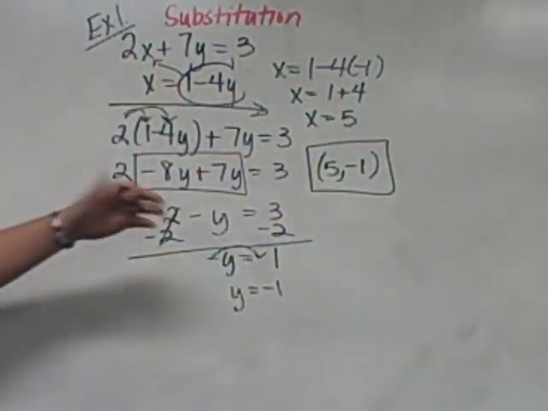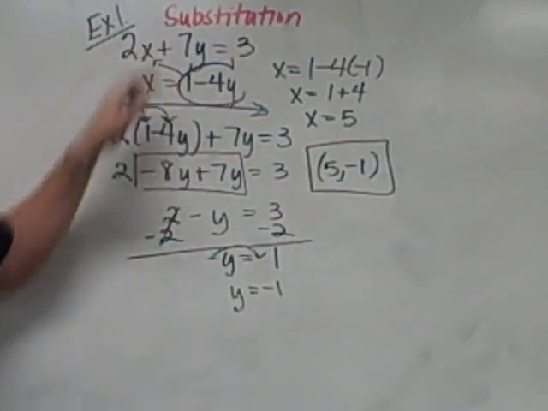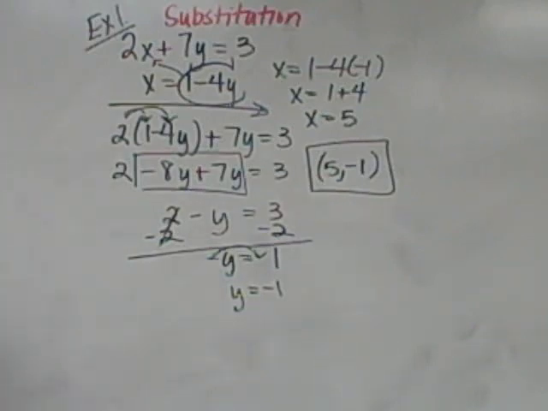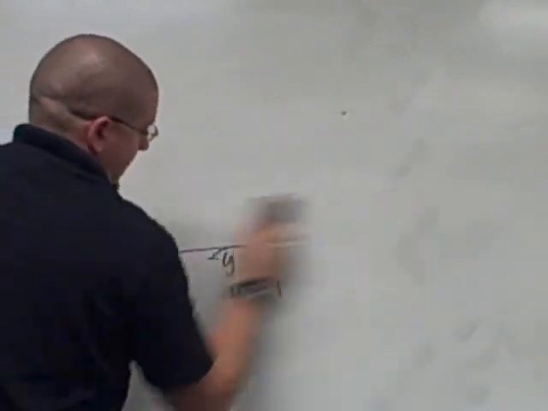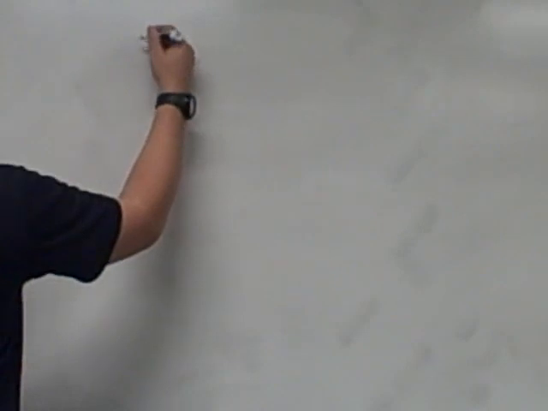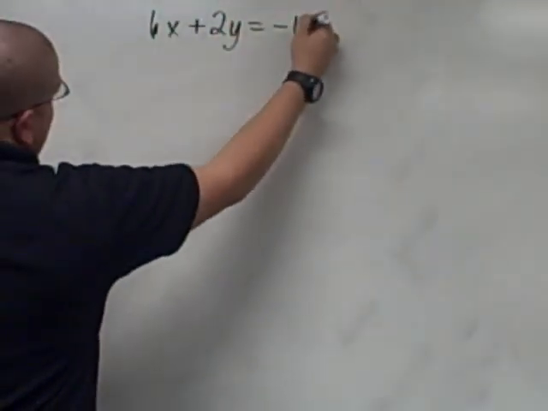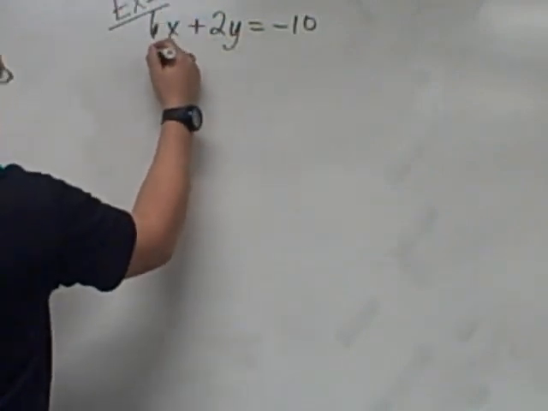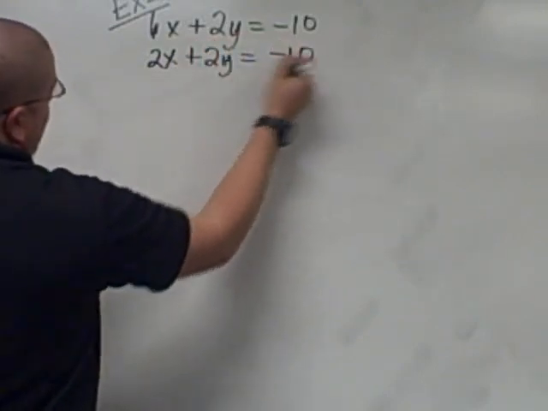But the biggest key I wanted to show you is this is a substitution problem because it is already set up with x equals something. Okay, it's important that you understand that and you look for that indicator. All right, let's take a look at example 2. Example 2, we will do 6x plus 2y equals negative 10 and 2x plus 2y equals negative 10.